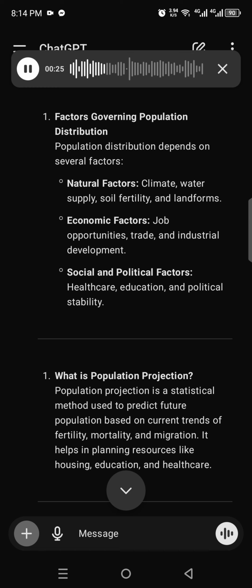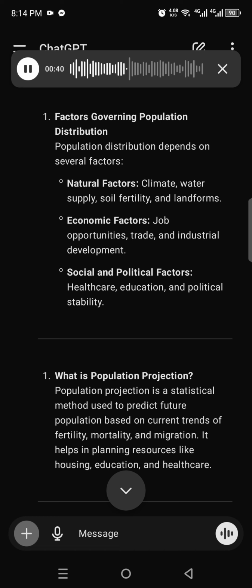2. What is population projection? Population projection is a statistical method used to predict future population based on current trends of fertility, mortality, and migration. It helps in planning resources like housing, education, and healthcare.